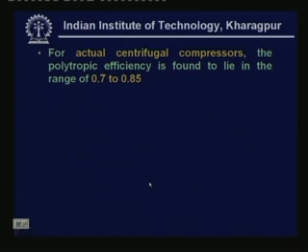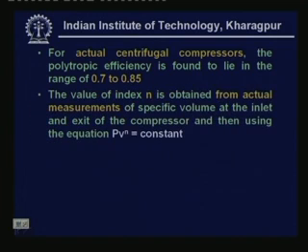For actual centrifugal compressors, the polytropic efficiency is found to lie in the range of 0.7 to 0.85. As I said, this is obtained from experiments, and experimental values show that the efficiency lies between 70 to 85%. The value of index n is obtained from actual measurements of specific volume at the inlet and exit of the compressor, and then using the equation PV to the power of n is constant. Okay. So, the actual process will be irreversible. So, you really do not know what is the path of the process.